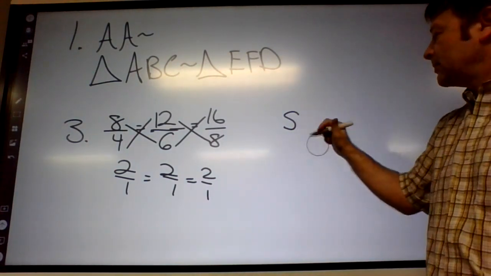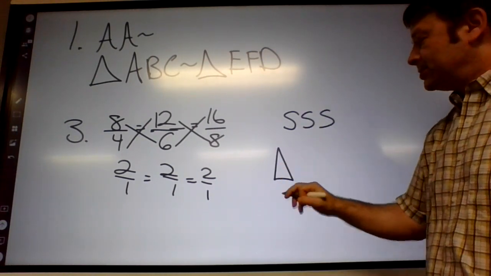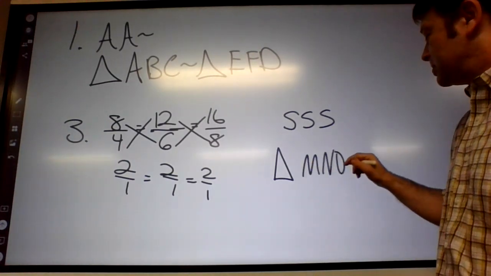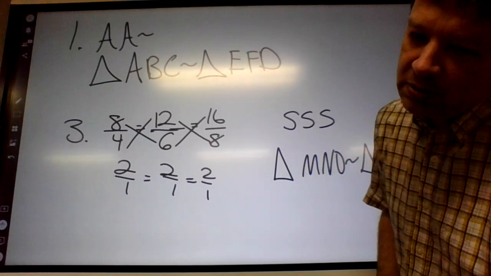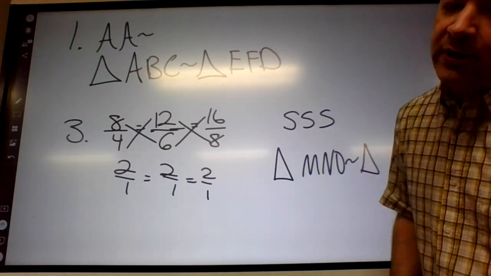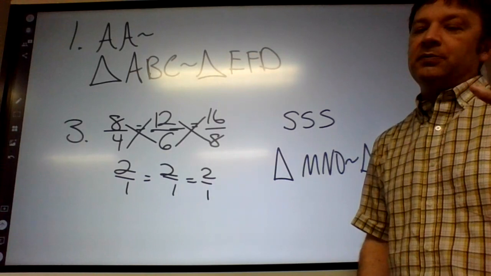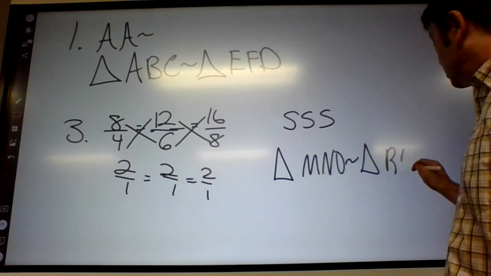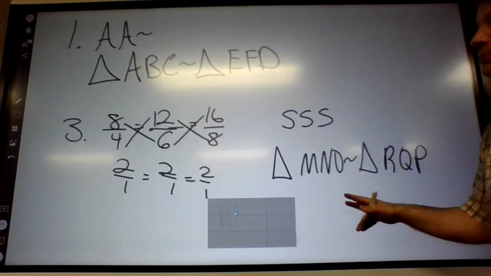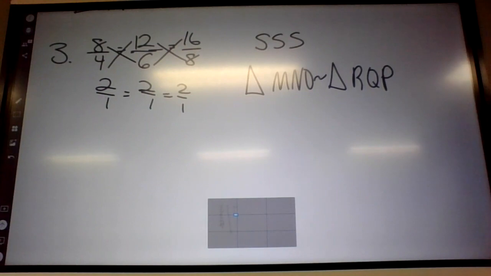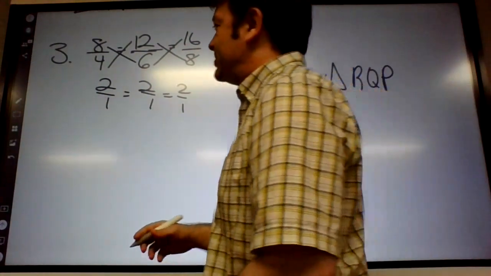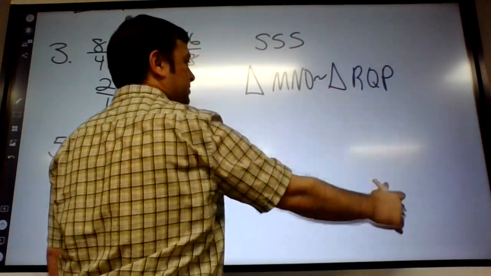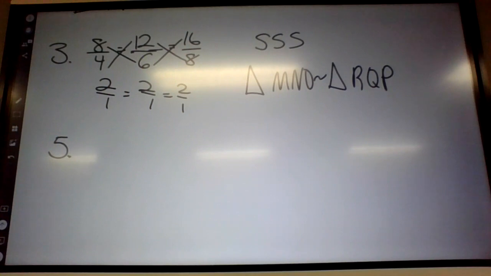Then we have to write a statement. Triangle MNO is similar to RQP, like reflected, right? We did that last chapter. So RQP. This would probably make a little more sense if you had been here yesterday, because we did this stuff yesterday. But it's kind of like the congruent triangle thing.